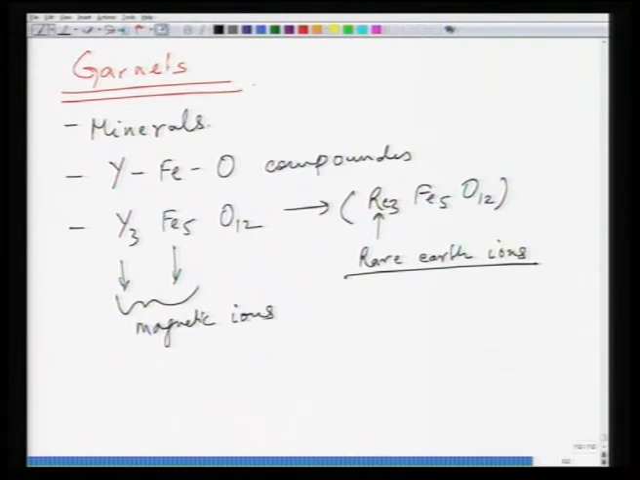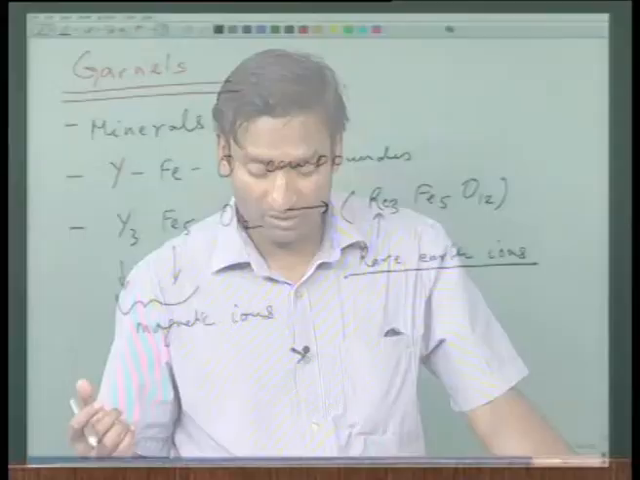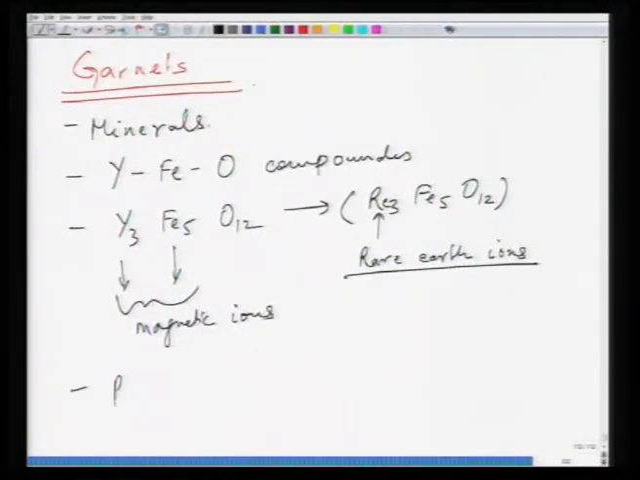So the fact that you have two kinds of magnetic ions, one is the rare earth, second is the iron, means the total magnetic moment of this material is quite modifiable, tunable by putting in different kinds of elements in there, and as a result you can play around with this material. Of course you can have yttrium, you can have lanthanum, samarium, gadolinium, neodymium, any kind of rare earth atom can be used here to tune the magnetic moment of this material.